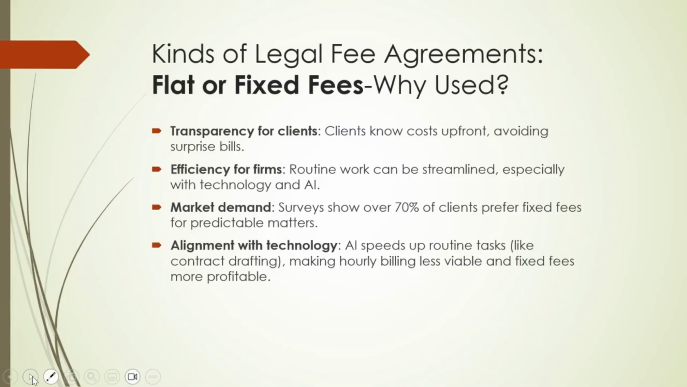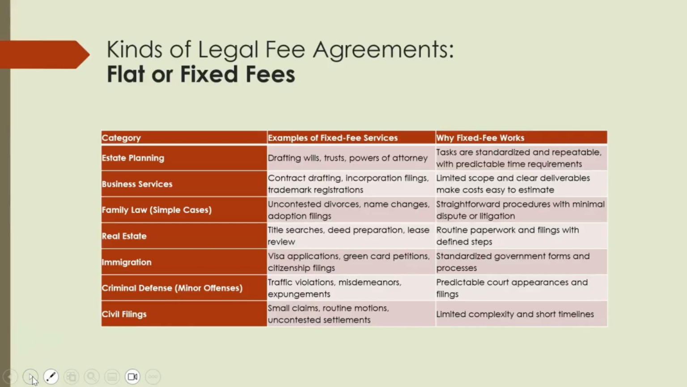It's an economic principle. The kinds of legal fee agreements that are typical for flat or fixed fees are areas like estate planning, where they're drafting wills and trusts. All these tasks are very standardized. They're repeatable. You can predict how much time it takes to do this work. So estate planning is often a fixed fee. Business services: maybe contract drafting, incorporation filings, trademark registrations.